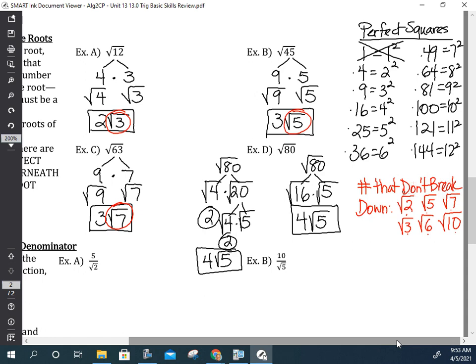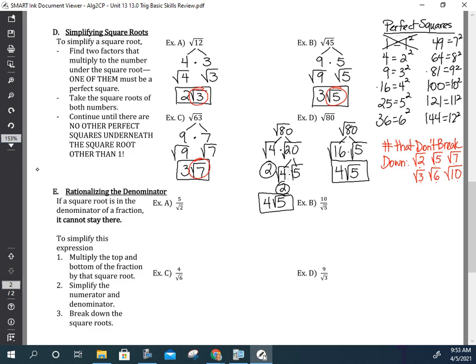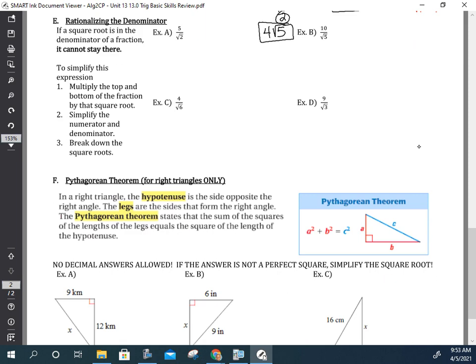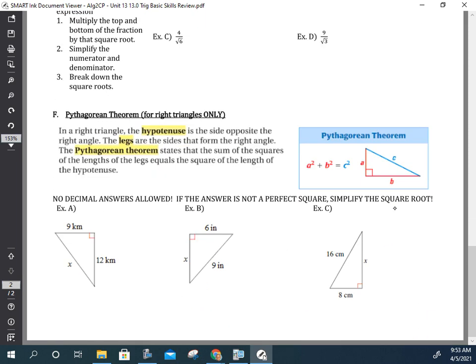So that at least takes us through part D. Tomorrow we will rationalize, review the Pythagorean theorem, and then we will start with trig. We'll start off with trig.